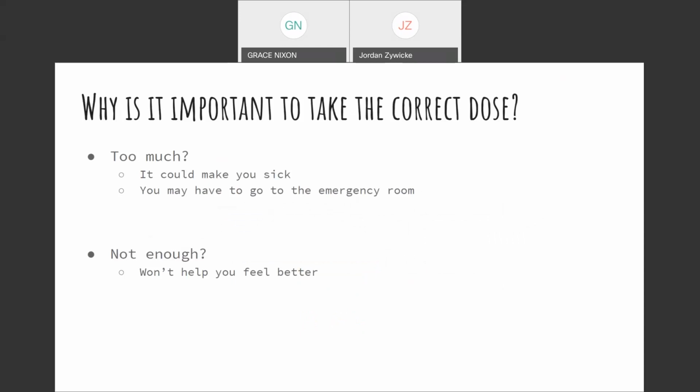So why is it important to take the correct dose and measure it out correctly anyways? Well, if you take too much of the medicine, it could make you sick. If it's really bad, you might have to go to the emergency room. And if you don't take enough medicine, you won't feel better and you'll be sick for longer. We don't want either of those things to happen, so it's important to measure your doses correctly.